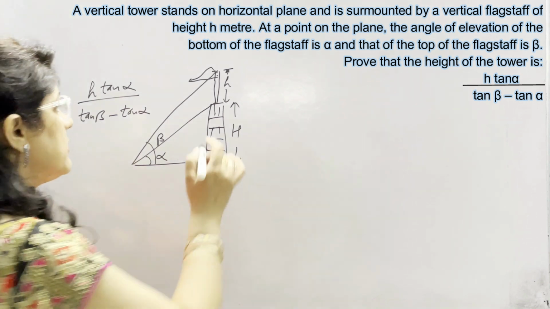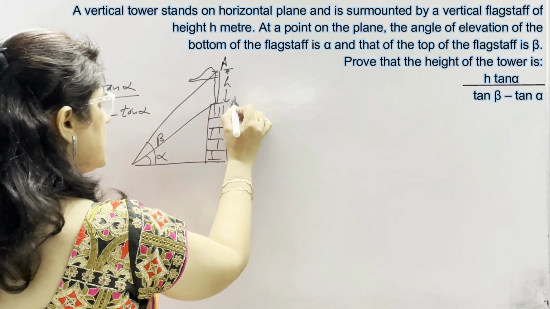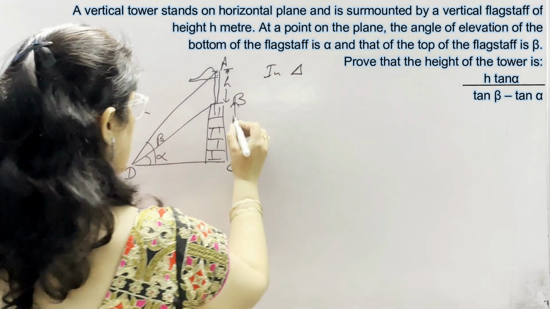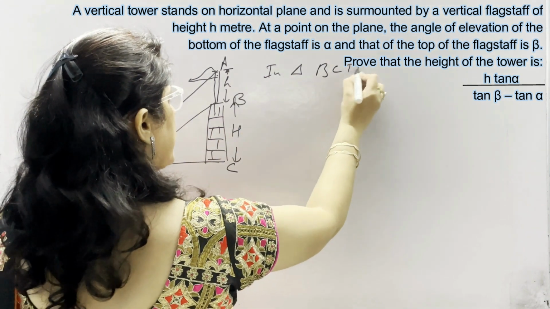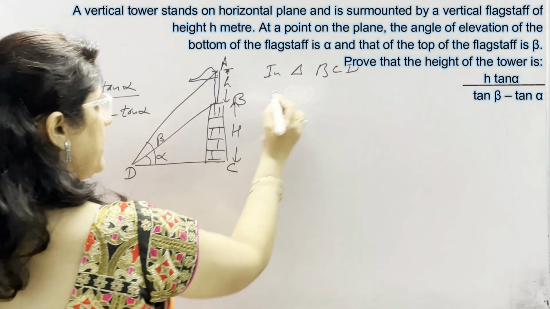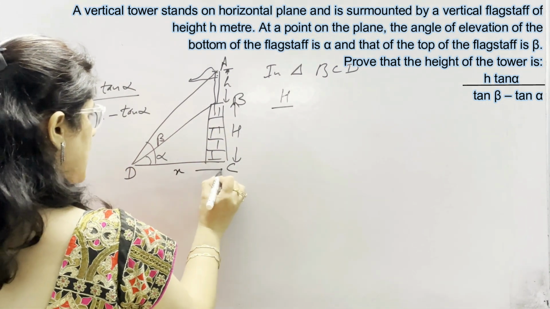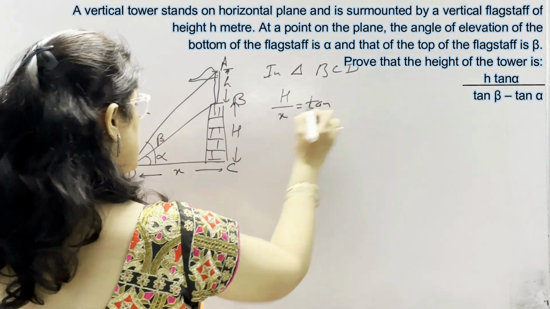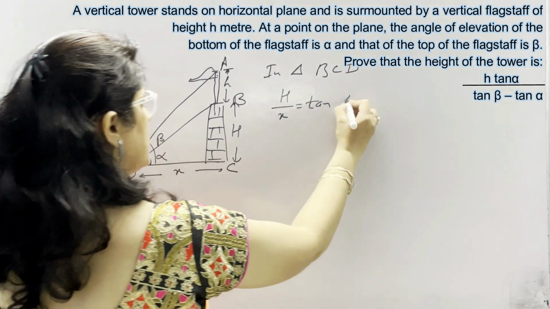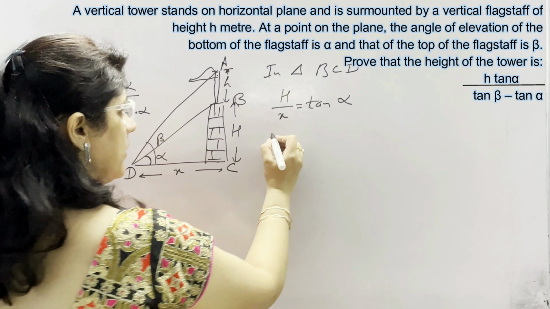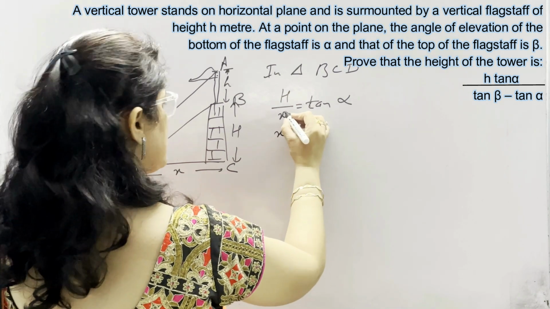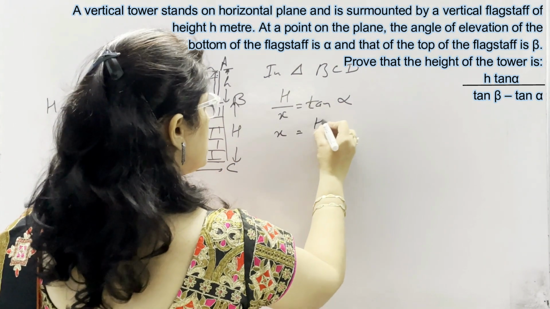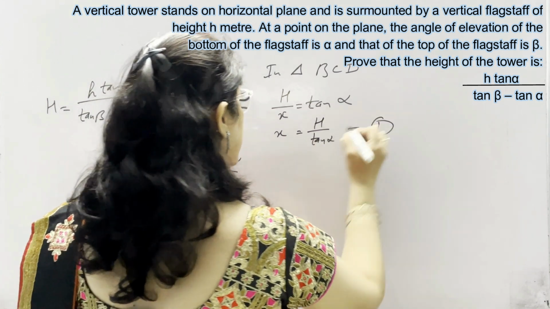So again we need to take triangles A, B, C and D. First we are going to take the smaller triangle BCD. In triangle BCD, this is our perpendicular, which means H, and the base is the same in these two cases, we can take it as X. So H upon X is equal to tan alpha. We don't need to calculate X in this question because it has not been asked. So X is equal to H upon tan alpha. This is our first equation.